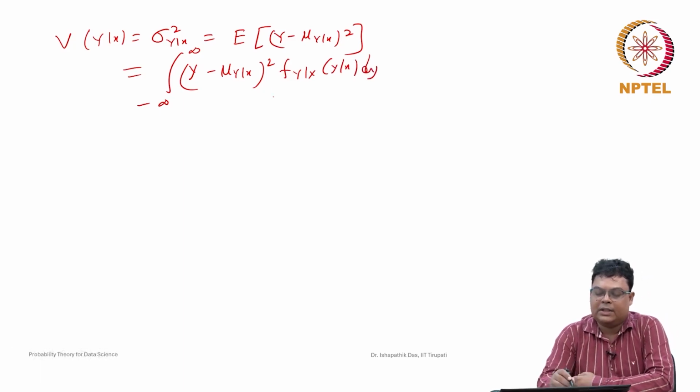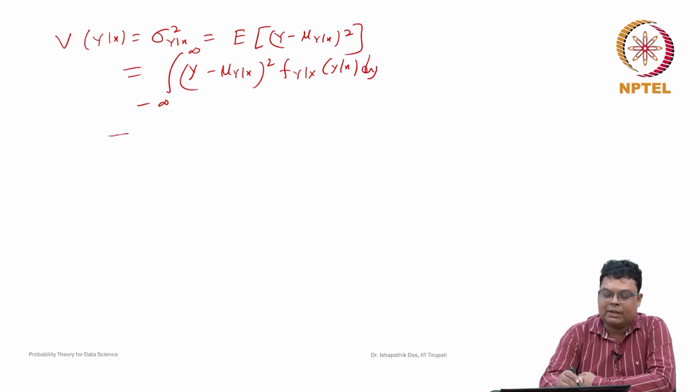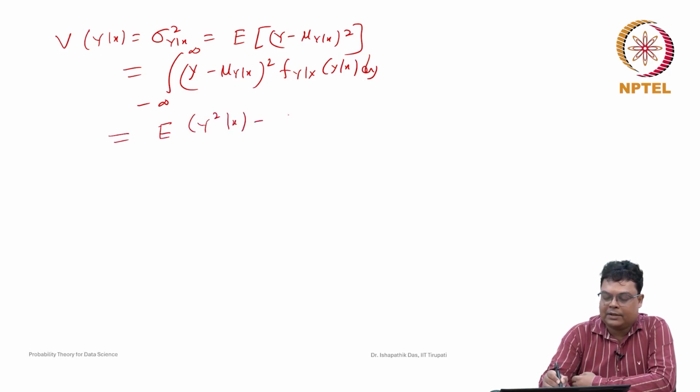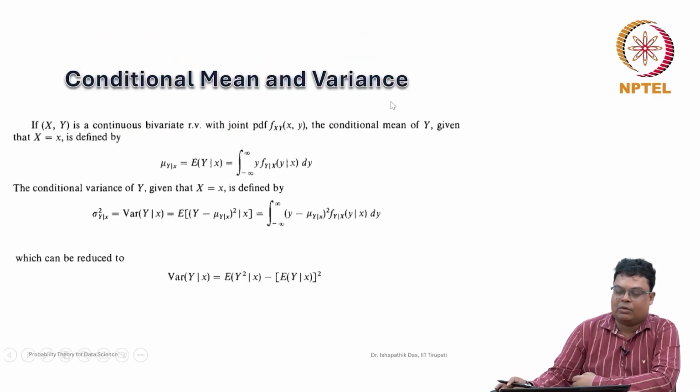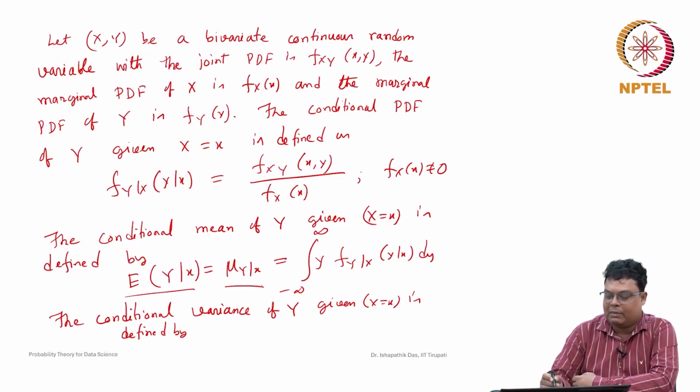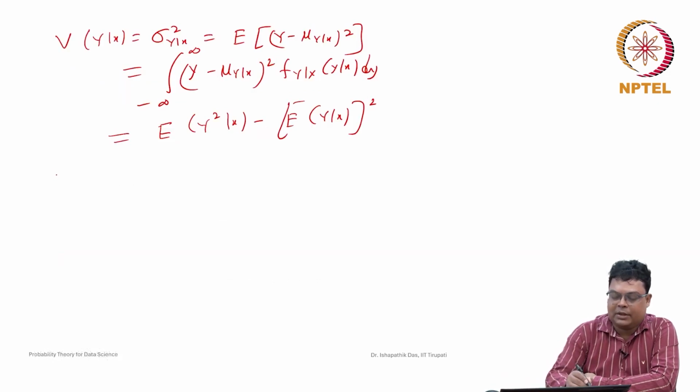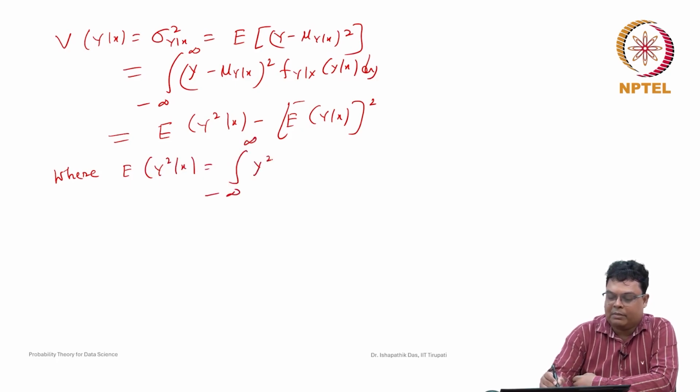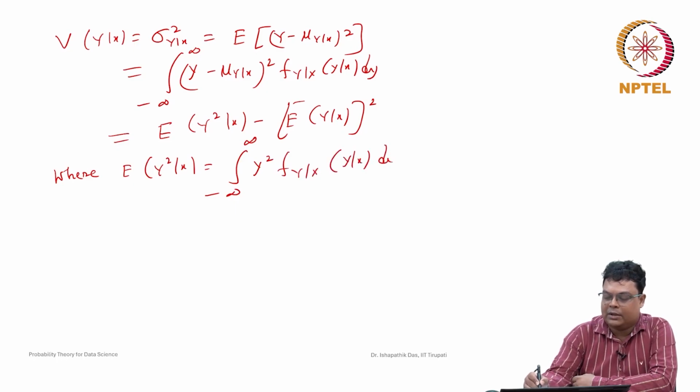This is a little complicated to compute, so we use the simplified form. It is the expected value of y square given x minus the expected value of y given x whole square. The expected value of y given x we already defined as mu of y given x. The expected value of y square given x is the integral from minus infinity to plus infinity of y square times f of y given x dy.